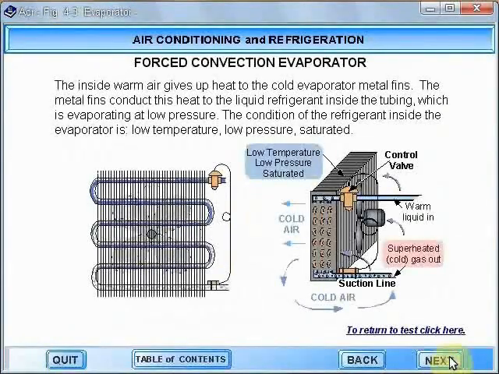The inside warm air gives up heat to the cold evaporator metal fins. The metal fins conduct this heat to the liquid refrigerant inside the tubing, which is evaporating at low pressure. The condition of the refrigerant inside the evaporator is low temperature, low pressure, saturated.